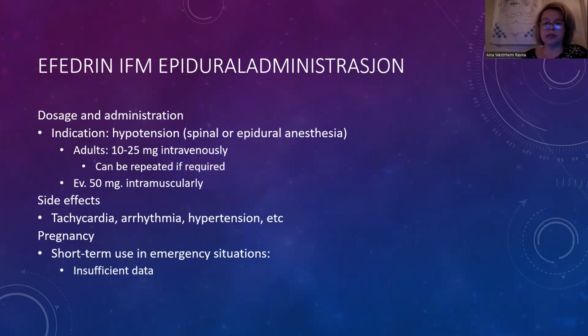And used during labor, the typical dose is from 10 to 25 milligrams intravenously, and it can be repeated if required. It can also be given intramuscularly, and then you will give 50 milligrams. Side effects are tachycardia, arrhythmia, and hypertension, etc. And when it comes to short-term use in emergency situations, there are insufficient data.